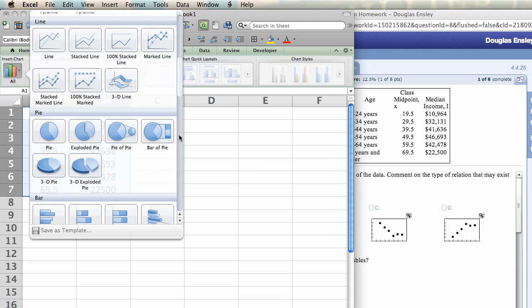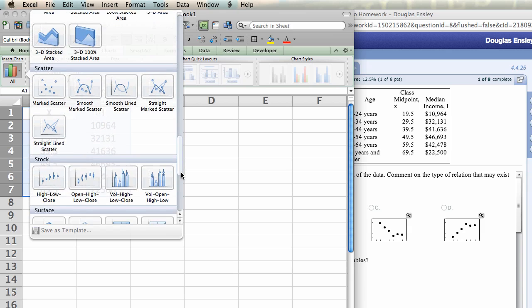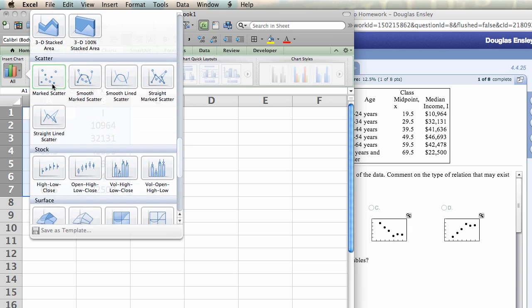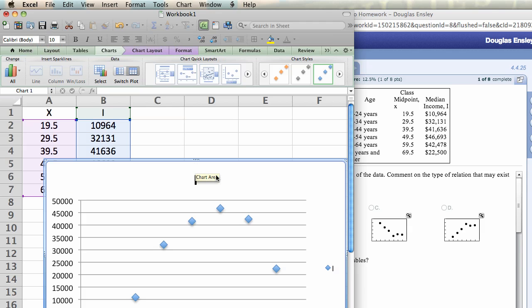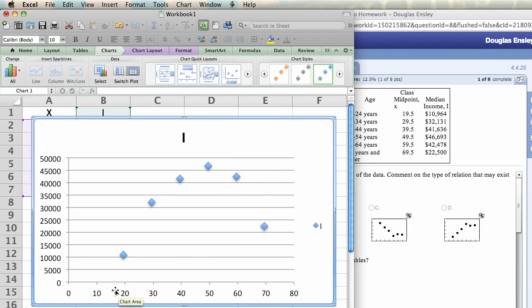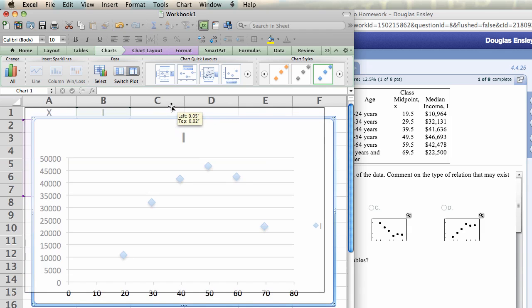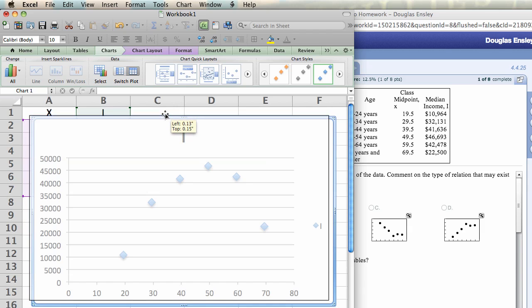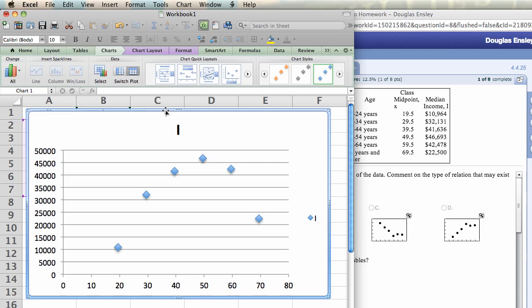I have to scroll down here. I'm looking for a scatter plot all the way down to the bottom. So mark scatter plot, none of the lines fitting in between, just the points. And you can see that we get a plot that puts the ages on the x-axis and incomes on the y-axis. So let me put that there. And you can see that our data looks like it would fit on a parabola. That's our idea that we're going to try to fit this with a second degree polynomial.